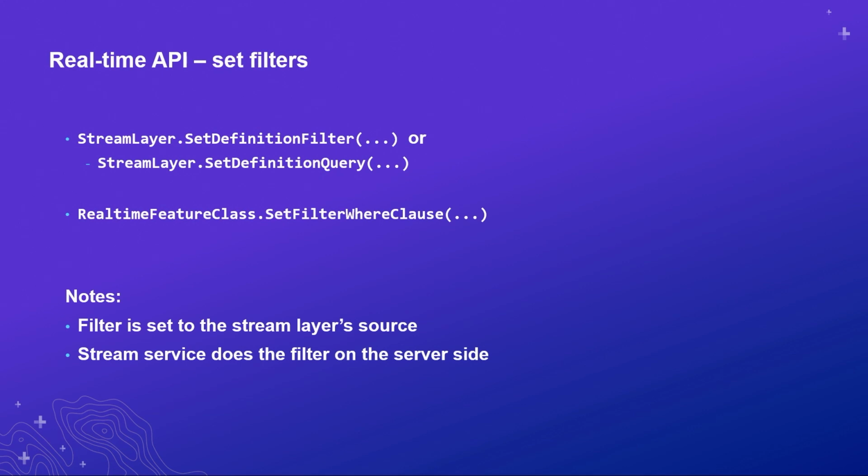In many cases, you need to set a definition filter, right? You saw that in my taxi demo, or in the demo that Zihan showed earlier. In that case, you can use StreamLayer SetDefinitionFilter or real-time feature class SetFilterWhereClause to set that kind of filter or definition query. When you do that, the filter actually happens on the server side, not on the client side. So the stream service will never send an event that does not match the criteria you set.